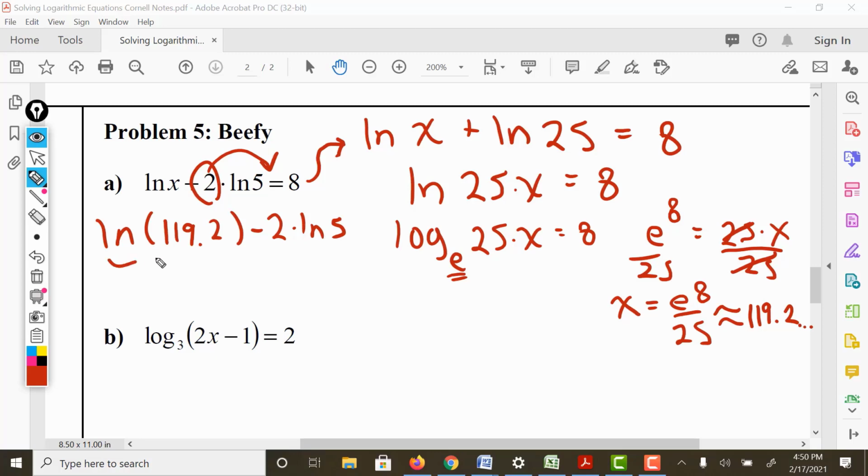And theoretically, if you put this in a calculator, it should be extremely close to 8. You'll probably get 7.99 something because we rounded, okay? You're not required to check your answers. If you want to, it's definitely an option.